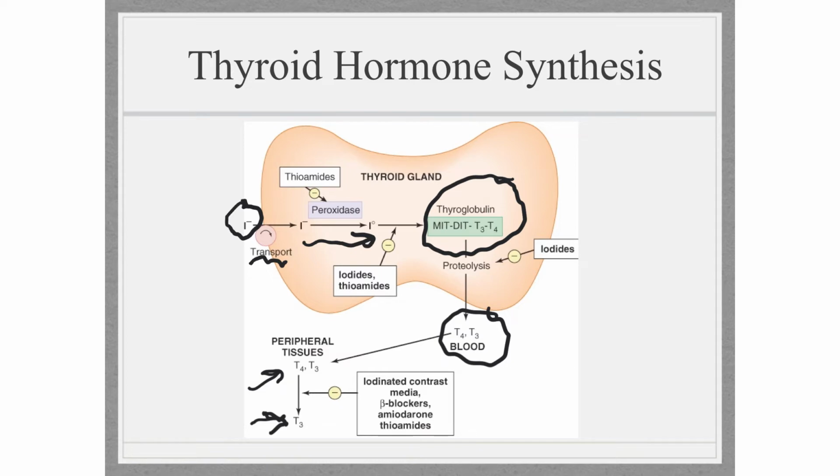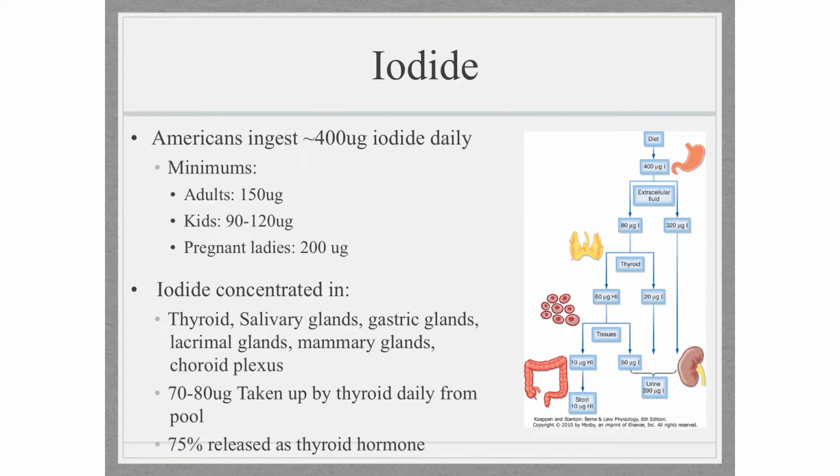But one thing to take away from this illustration is that iodides are necessary not only to make thyroglobulin, but at various parts of this cascade, so that we can have adequate production and release of thyroid hormone. Again, where do iodides come from? They mainly come from the diet.